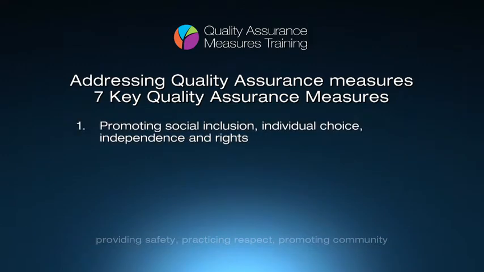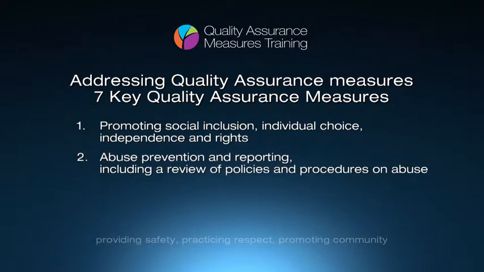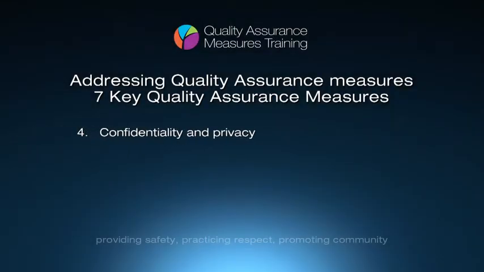One is the promotion of social inclusion, individual choice, independence, and rights. The second is abuse prevention and reporting, including a review of policies and procedures on abuse. Third is notification of incidents of abuse. Fourth is confidentiality and privacy.